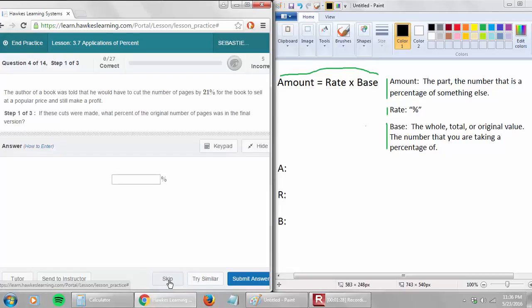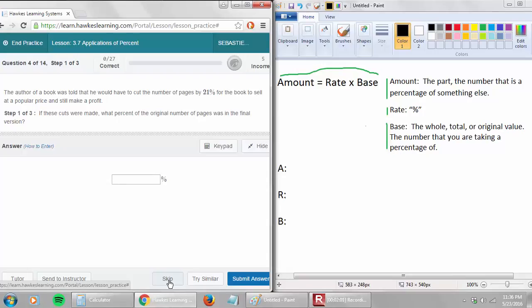And here we go. The author of a book was told that he would have to cut the number of pages by 21% for the book to sell at a popular price and still make a profit. If these cuts were made, what percent of the original number of pages was in the final version? That's step one. Okay, so we are cutting 21%, and they're asking us if 21% was cut, what percentage of the original number remained in the final version. So they gave us a percent and they're asking us for a percent.